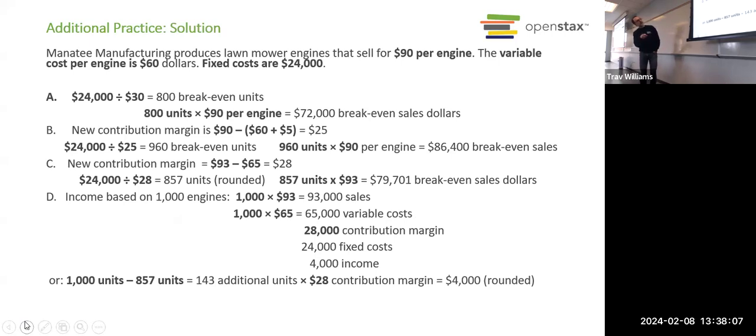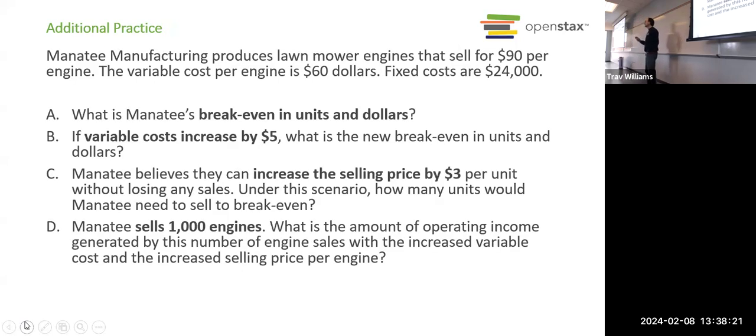Okay. So we can see these answers here. It is 800 units times $90 gave us 72,000 for A. And then 960 units times $90. Is that what you said, Robert? 86,400? Okay, great. So that's A and B. Any questions on those first two? For C, company thinks they can increase the selling price by $3 per unit without losing sales. How many units would they then need to sell to break even?